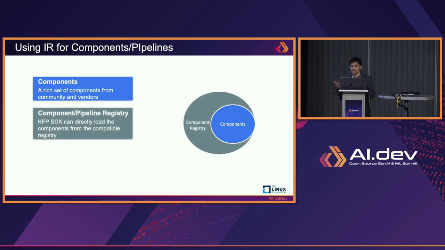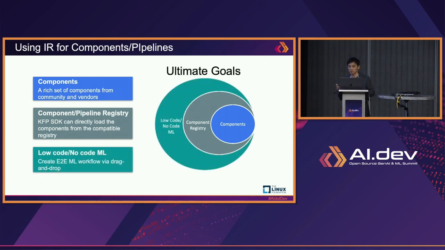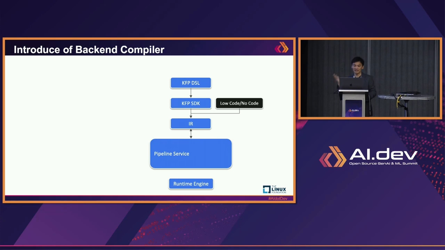And furthermore, based on this assumption, inside the KFP SDK, we also provide a registry client that you can use to talk to this kind of compatible component registry. So you can pull the component or the pipeline on the fly when you are composing your ML flow. And actually the ultimate goal is that we try to promote the low-code and no-code approach to compose ML pipelines. So you can imagine that if there is a platform that can support the component registry, you can automatically pull down those components from the component registry and show up, for example, on your right-hand side, so you can just easily drag and drop those components and link those pieces together and compose your ML workflow. It will be perfect and easy, right? So that's the ultimate goal, and that's why we introduced the IR.